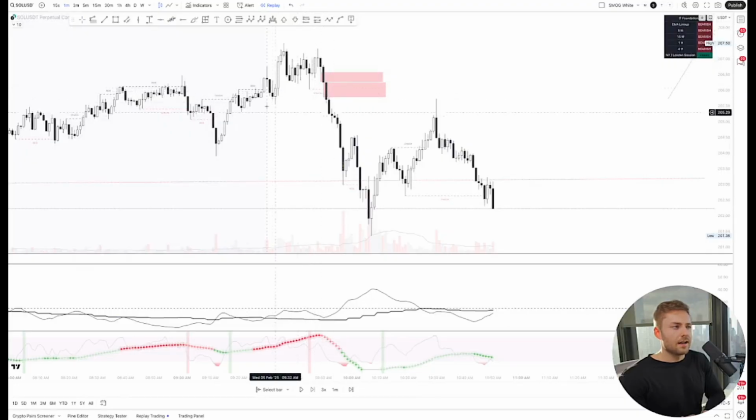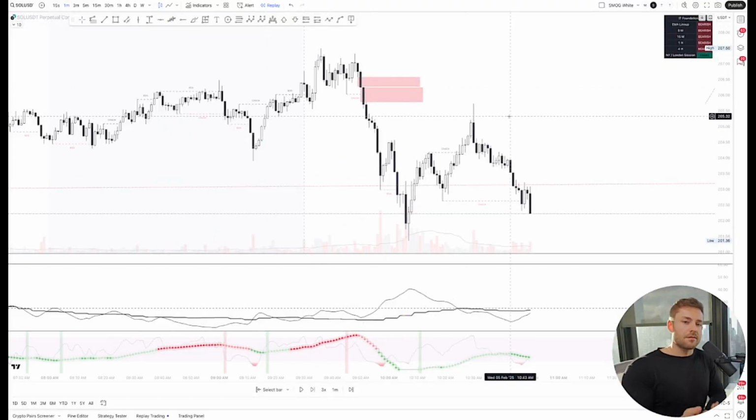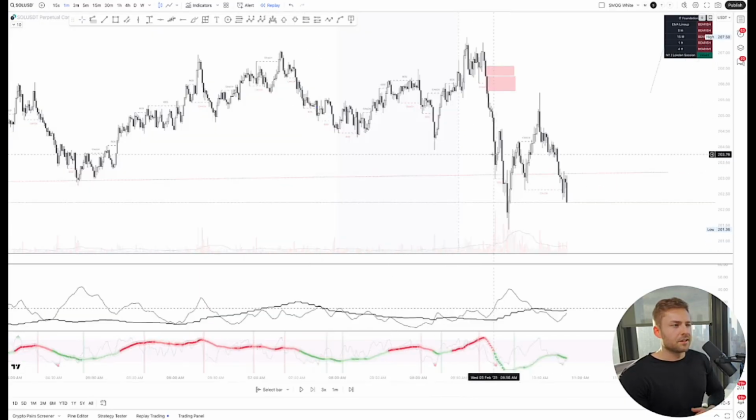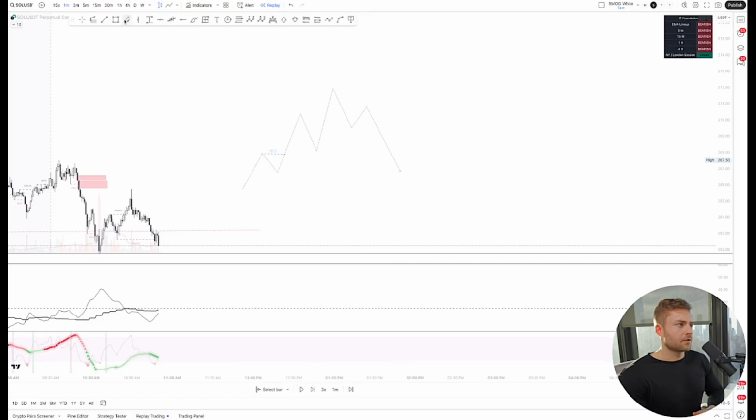So we are going to be looking at these break of structures and these change of characters as our primary drivers when we're doing analysis and we're finding setups. So that's the first thing. Okay, so in this situation, this would be a break of structure. This would be our change of character.